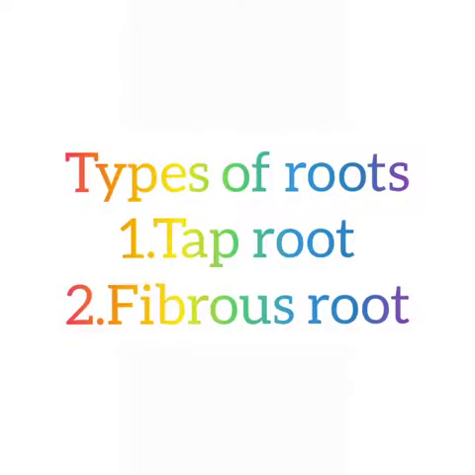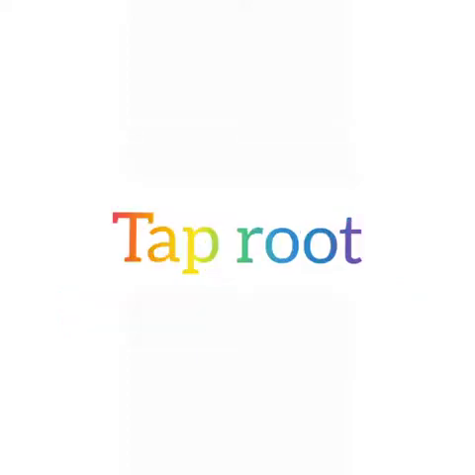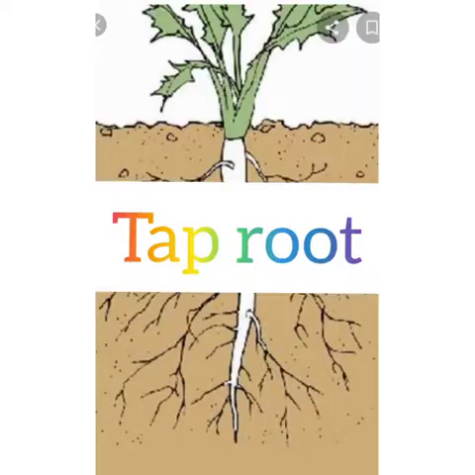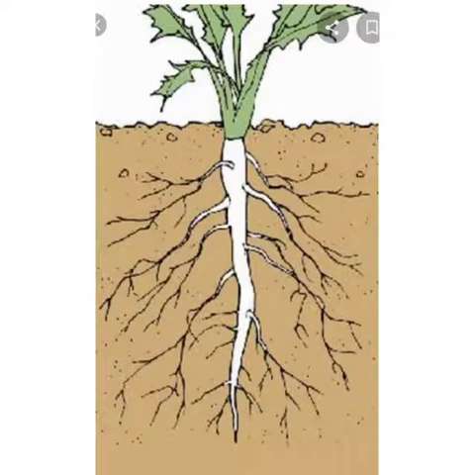Students, let us discuss about types of roots. There are two main types of roots. The first one is tap roots and the second one is fibrous roots. Okay, let's discuss in detail. Students, let us discuss about tap root. It consists of a main thick root from which small roots grow. Plants such as bean, mustard and hibiscus have tap roots.